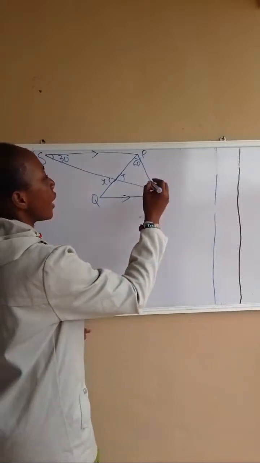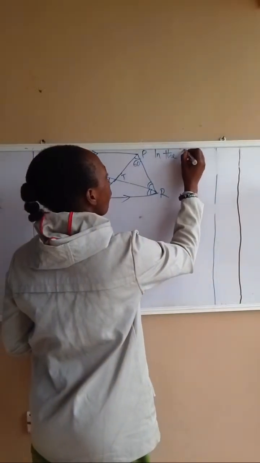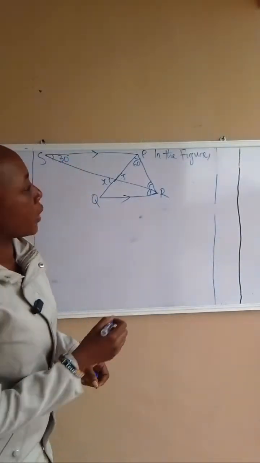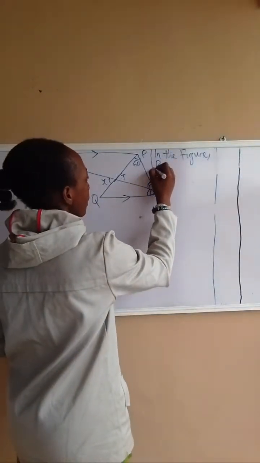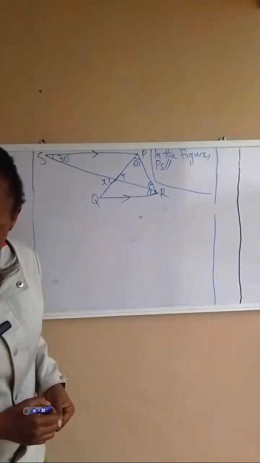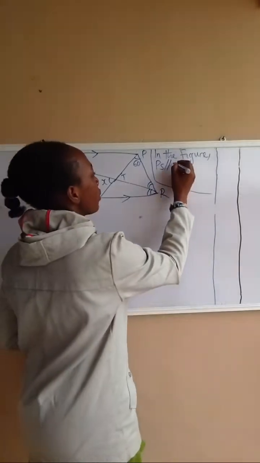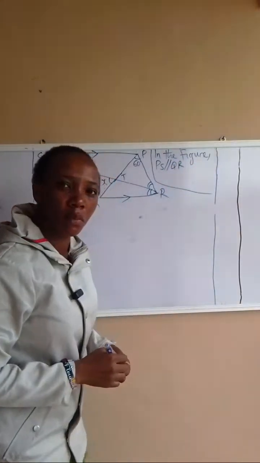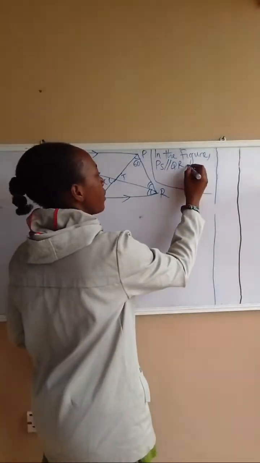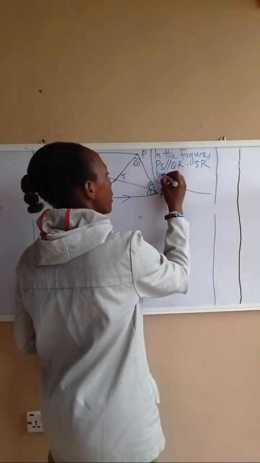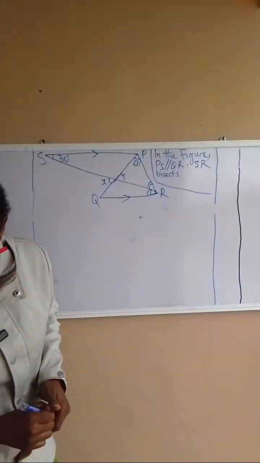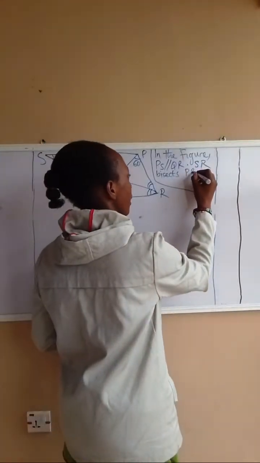x. It says in the figure, PS is parallel to QR. SR bisects PRQ.